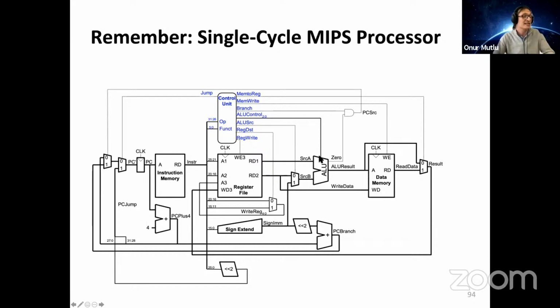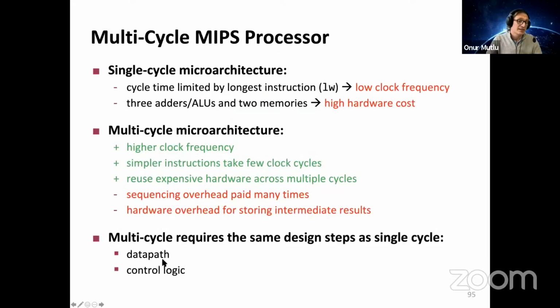Because we can do things in different cycles, right? We don't have to do ALU computation and PC plus 4 calculation and PC target calculation at the same time. We can do them separately in different clock cycles. Okay, so the downside is, of course, we're going to have hardware overhead for storing intermediate results and sequencing overhead paid many times across multiple clock cycles. So we're going to waste some time due to sequencing overhead, more time, let's say. But we're going to gain on the clock frequency.